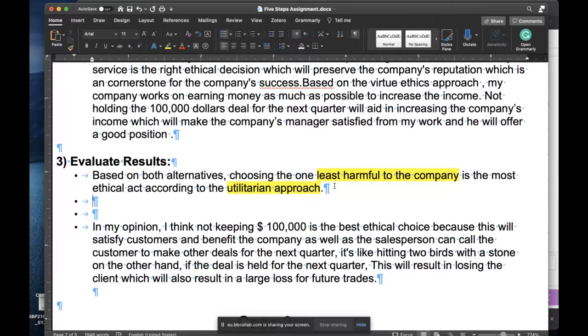Maximizes the happiness of the universe. In other words, creates the most happiness in the world or in the universe, or maximizes, because happiness is very hard to measure. We usually measure dollars or dirhams, right? So we try to convert happiness into dirhams, yes?